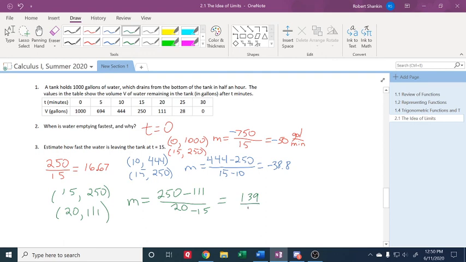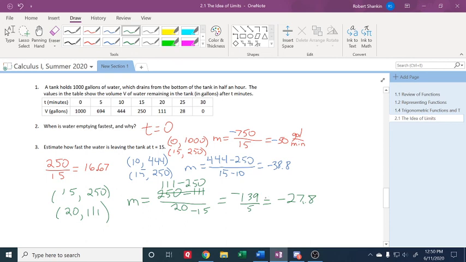139 over 5? Does anybody know what this turns out to be? Punch that in the calculator. I can punch that out myself. 27.8. Oh yeah, I did this backwards. This is supposed to be 111 minus 250. So the negative 27.8. Yeah. Okay.